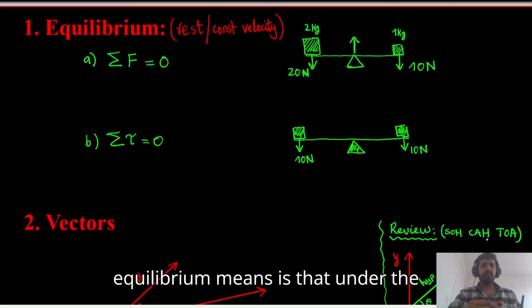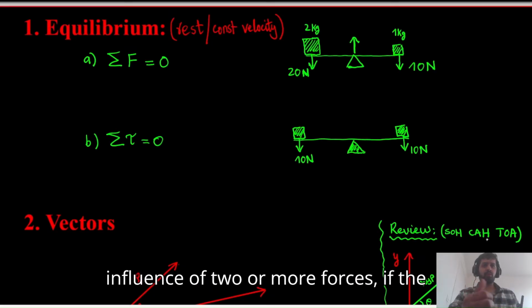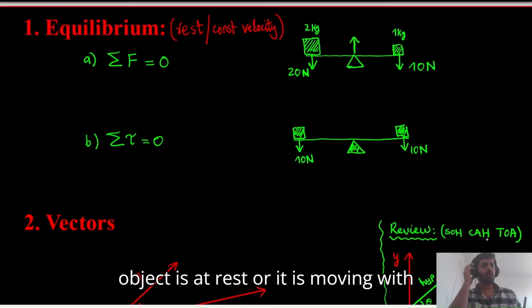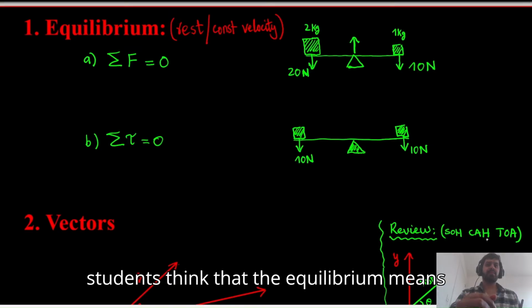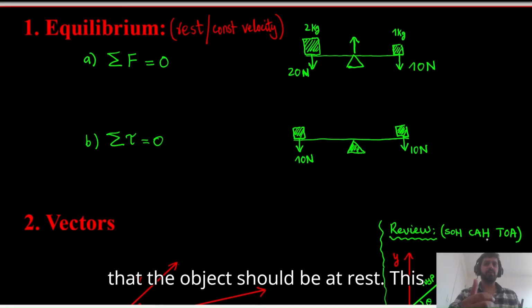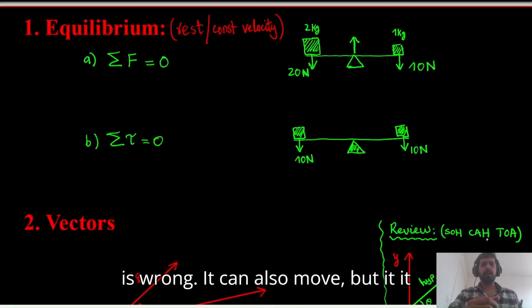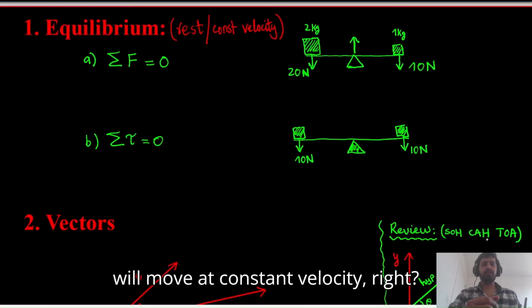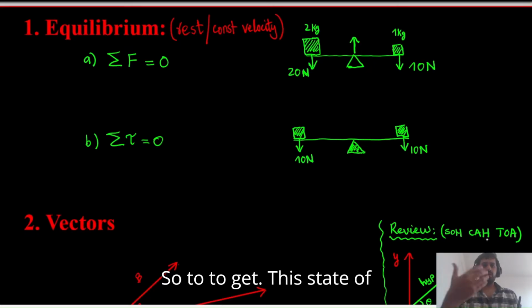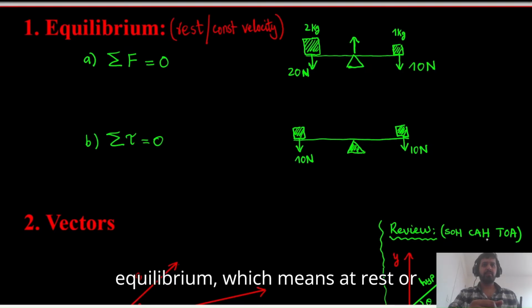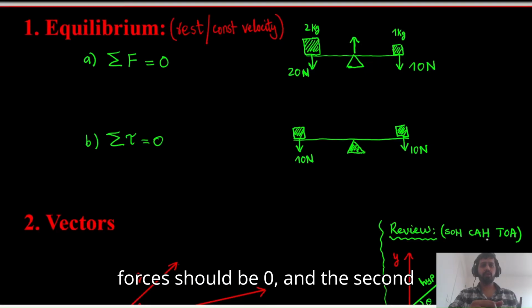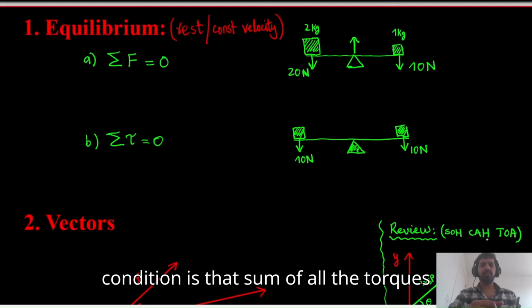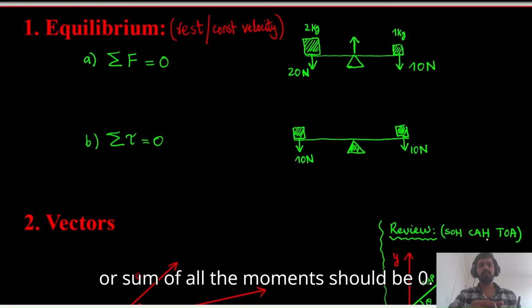What equilibrium means is that under the influence of two or more forces, if the object is at rest or it is moving with constant velocity, then we say that the object is in equilibrium. Most of the students think that equilibrium means that the object should be at rest. This is wrong. It can also move, but it will move at constant velocity, right? So to get this state of equilibrium, which means at rest or constant velocity, it needs to satisfy these two conditions. The first one is that sum of all the forces should be zero. And the second condition is that sum of all the torques or sum of all the moments should be zero.